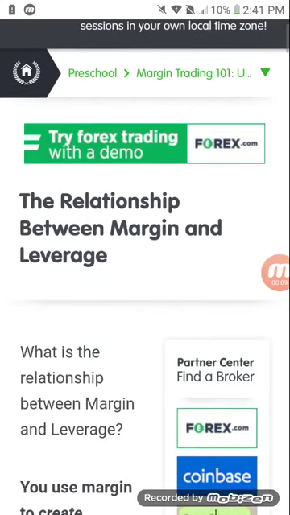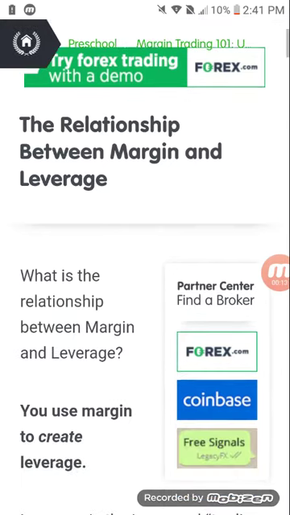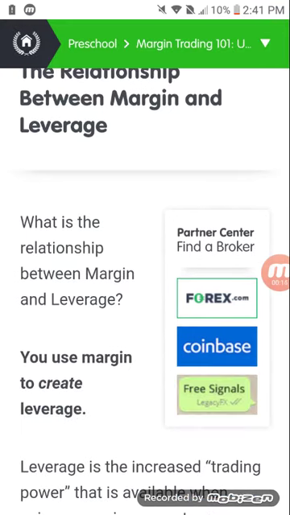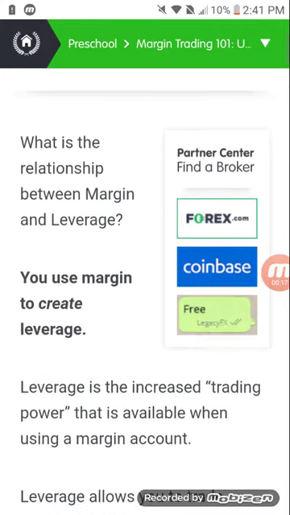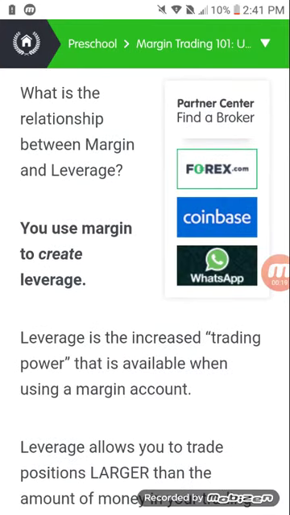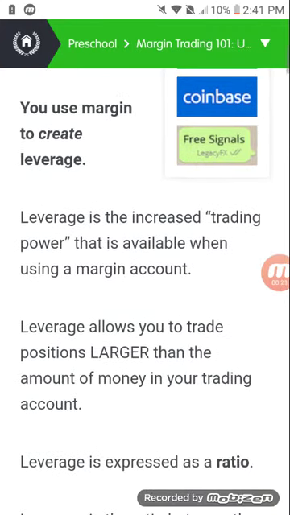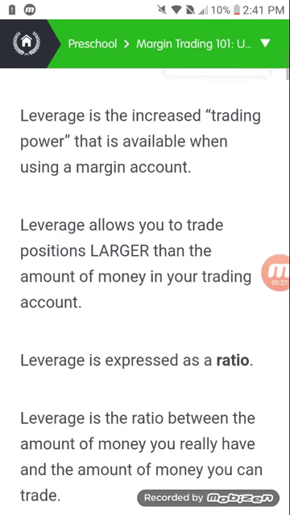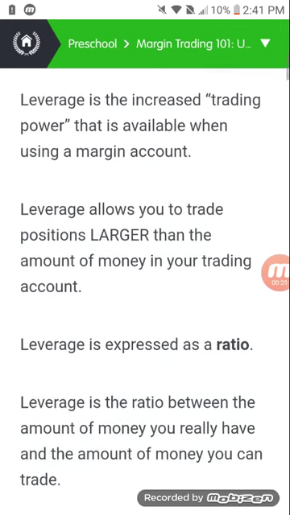In this video, we're going to be talking about the relationship between margin and leverage and what margin and leverage are. So what is the relationship between margin and leverage? You can use margin to create leverage. Leverage is the increase of trading power that is available when using a margin account. Leverage allows you to trade positions larger than the amount of money in your trading account.